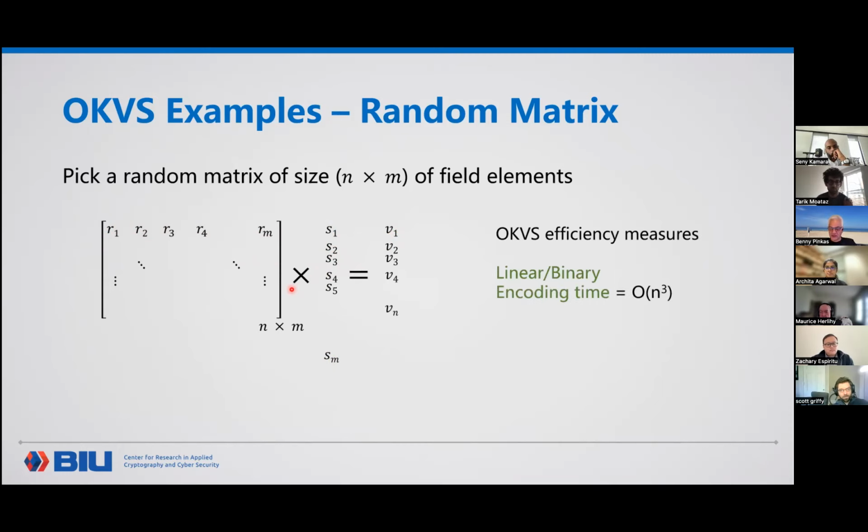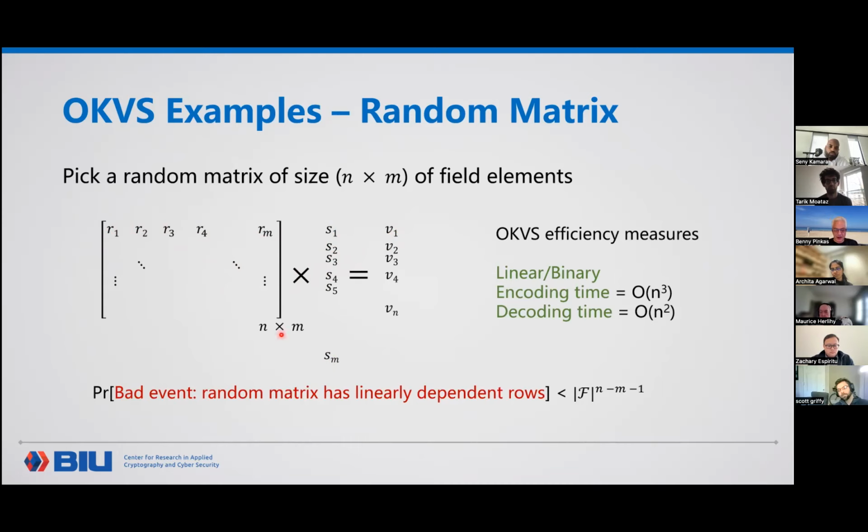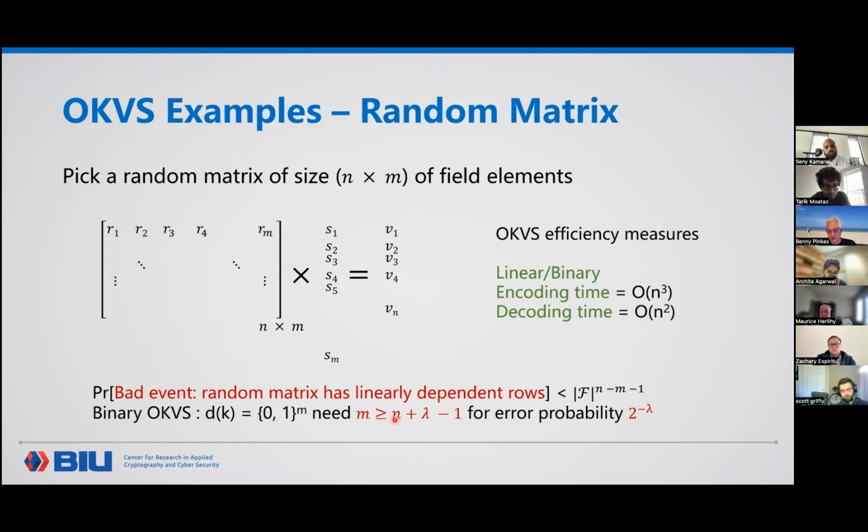For the encoding time, we have to solve linear equations, so it's going to be n to the power 3. It's going to be cubic. Decoding time is n squared. If we take a random matrix and, to encode n items, use slightly more than n rows, then the failure probability is very small. So if it's a binary OKVS with 0, 1 values, this matrix can be solved. If we add like 40 rows, it can be solved, and the probability that it cannot be solved is 2 to the minus 40.